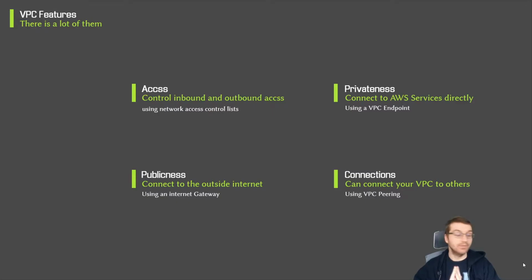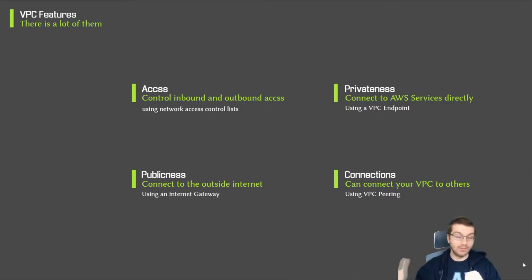So there's a lot of features that VPC provides, other than that definition I gave you. So it can provide you access control. You can control what access comes into your network or out of your network. So inbound and outbound access, using access control lists and a bunch of other features as well. It also allows privateness. So you can connect to AWS services directly using a VPC endpoint. That'll allow you, instead of going through the internet and potentially getting unwanted access to your services, to go directly to AWS services.